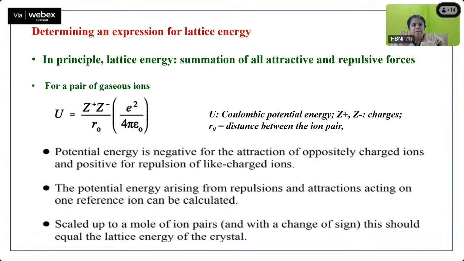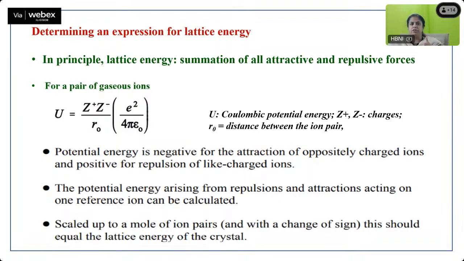So in principle, whatever we have discussed right till now, what could be lattice energy? Lattice energy depends upon the forces between the ions. What are the two different types of forces that would be present? Attractive force between the unlike ions, repulsive force between the like ions. And the net energy would be the compromise, or the summation, of these two forces.